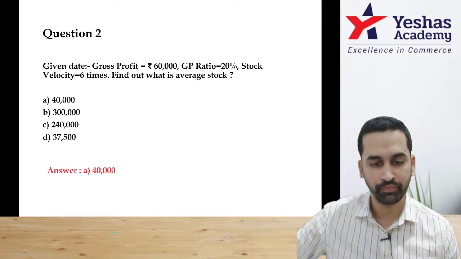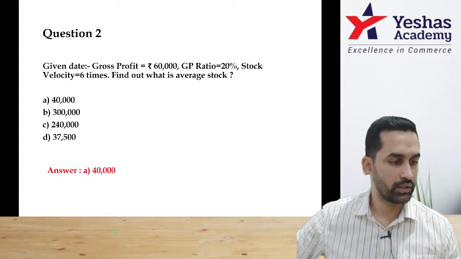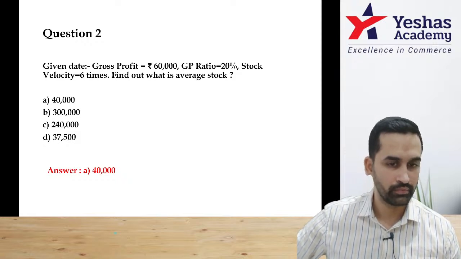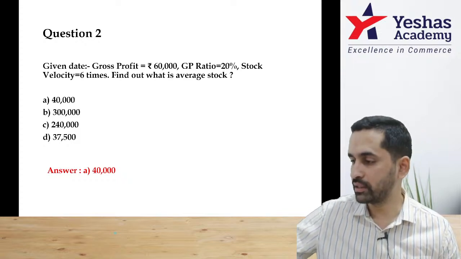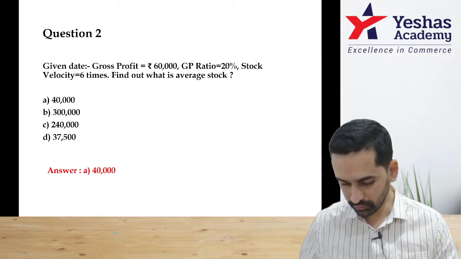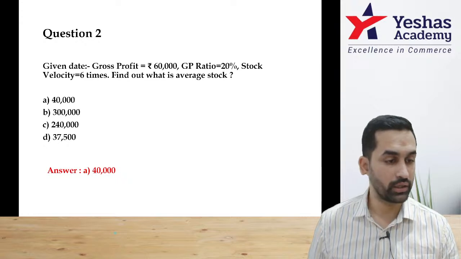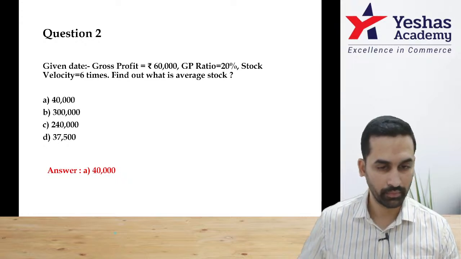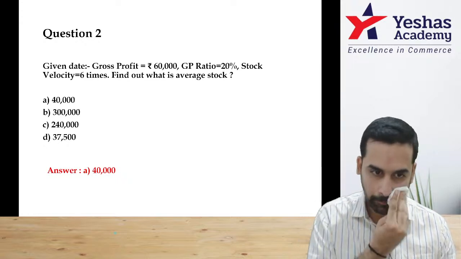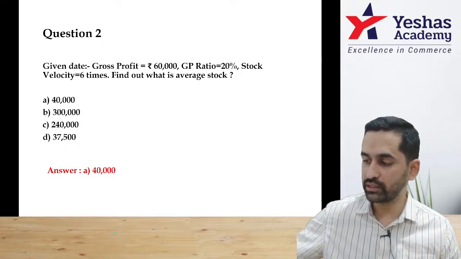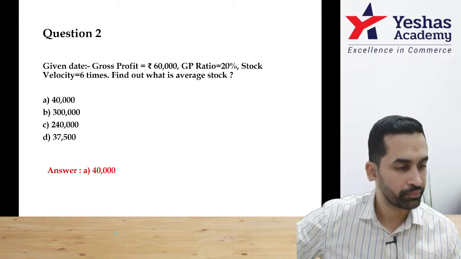Give a try. Some students are saying option A is the answer, 40,000 rupees. I will wait. Can others please confirm? Is 40,000 the correct answer? Yes. I can see now many more students have sent 40,000.